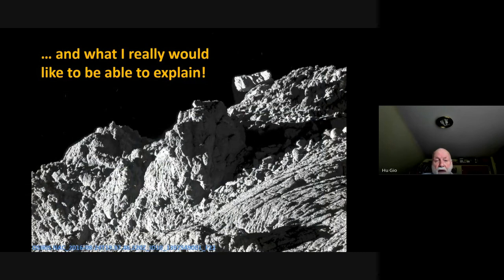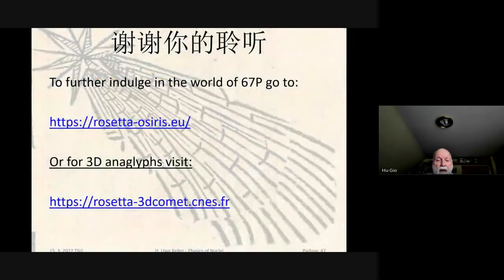And of course, we had a chance and tried with Rosetta to understand the activity. And what I really would have liked to understand is, how do you put a meter-sized block on top of this rough terrain? How does this work? How does activity do this? This is, I think, what I would have liked to learn from Rosetta, and I have to say I didn't learn it, and this is why I'm somewhat, as Marco said, disappointed about the Rosetta mission.